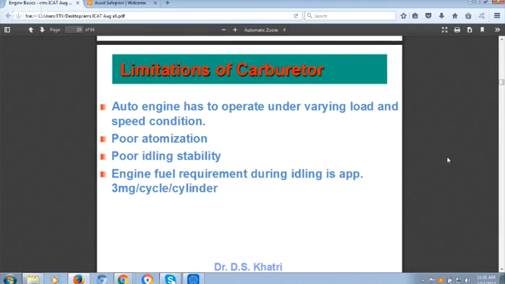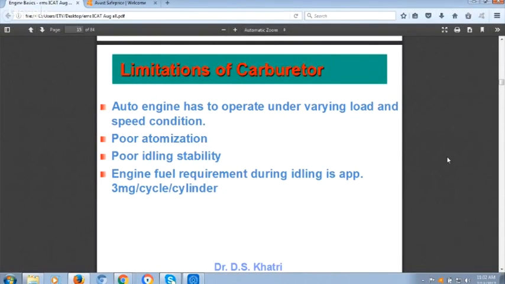And just a typical example. A Maruti 800cc engine needs precisely around 2.98 milligram of fuel per cycle per cylinder. If it is 2.8, it has gone out of the limit. If it is 3.2 milligram, again your emissions or your performance or your power will change. So to control this quantity very precisely under all dynamic conditions is not possible for a carburetor.